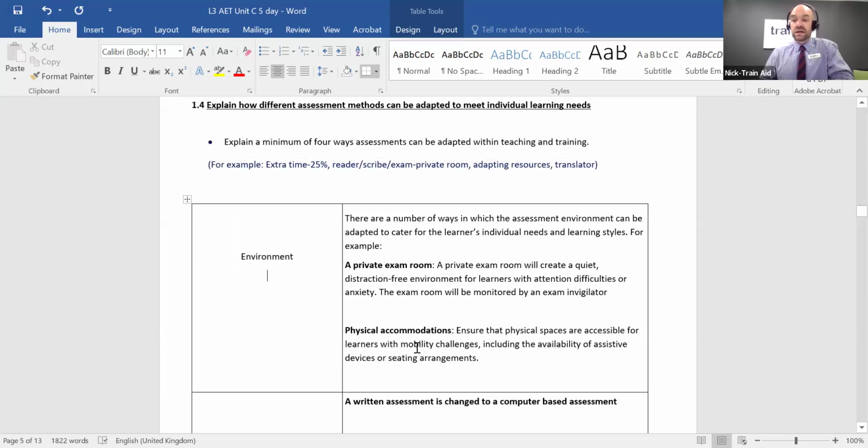Okay, so once again, this assessment question is all about making adaptations and changes to the assessment.